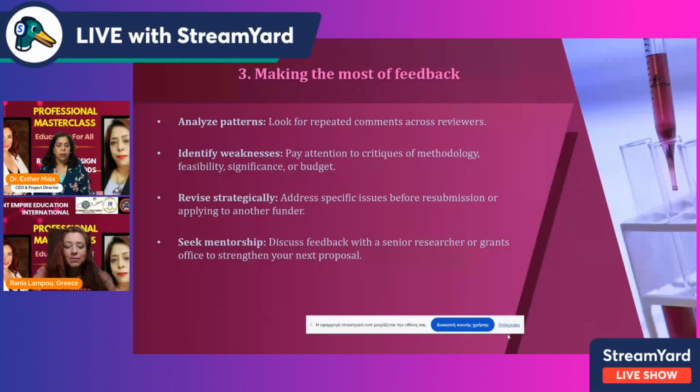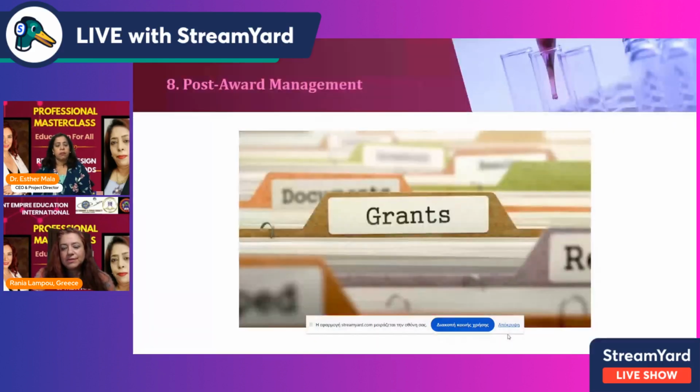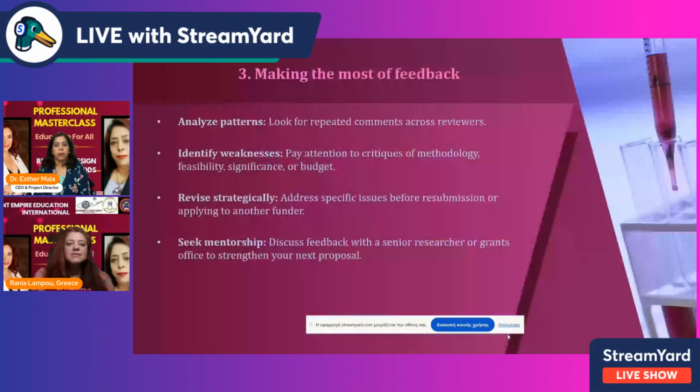To make the most of feedback, analyze the patterns and look for repeated comments. Of course, pay attention to weaknesses in the methodology and problems in budgeting and significance. Try to revise strategically: address specific issues before you resubmit your proposal or before applying to another funder, and seek mentorship. Discuss feedback with a mentor or senior researcher. So treat the feedback as a learning opportunity. Even well-written, innovative proposals are often rejected due to competition or budget limits. Reviewer comments can guide improvements of future submissions.